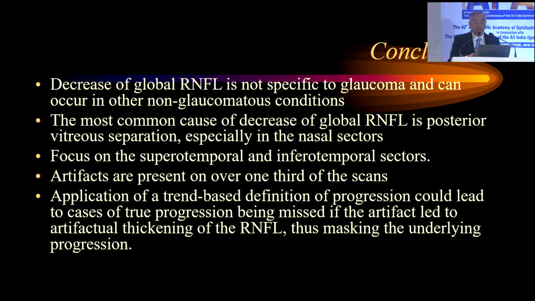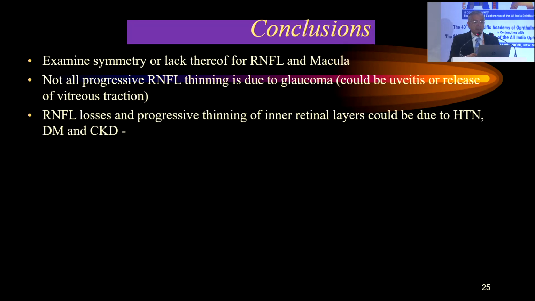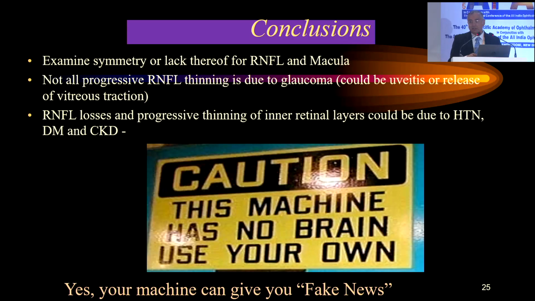Looking at trend-based versus event-based is both required. Examine symmetry or lack thereof. Not all progressive thinning is due to glaucoma. And thinning of these layers can occur in 3 conditions which are common in all our glaucoma patients: hypertension, diabetes, and chronic kidney disease. So yes, your machine can also give you fake news. Thank you.